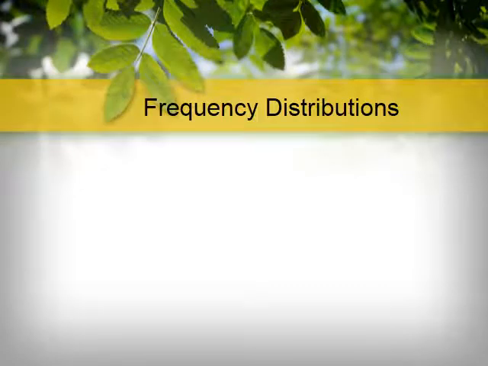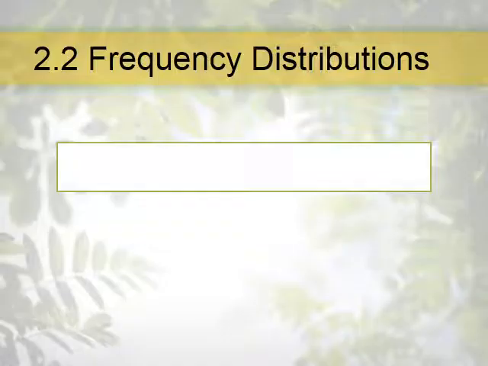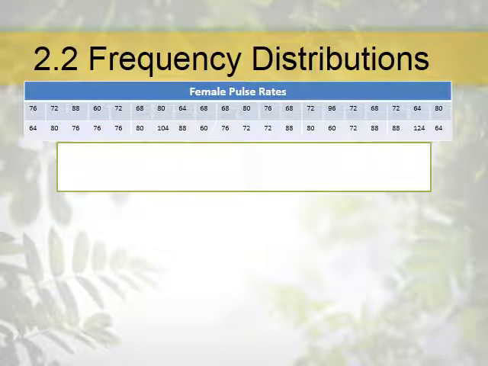So the main thing we're going to focus on in this lesson is this idea of frequency distributions. Frequency distributions are sometimes referred to as grouped frequency distribution tables, or GFDTs for short. You may see this in the homework assignments. So suppose this is our data that we've collected from several females. This is the pulse rates that we got from them.